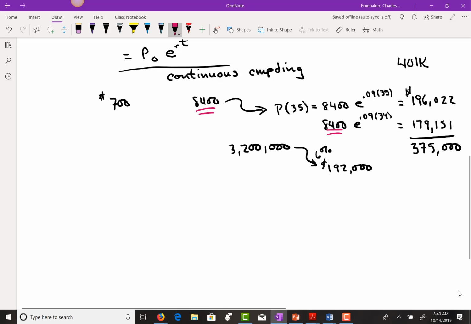Would you work somewhere for 35 years and never get a raise? Okay? So it's actually going to be better than this, isn't it? Because as you get raises, you can contribute more, not all of it obviously, but some of it, for retirement.